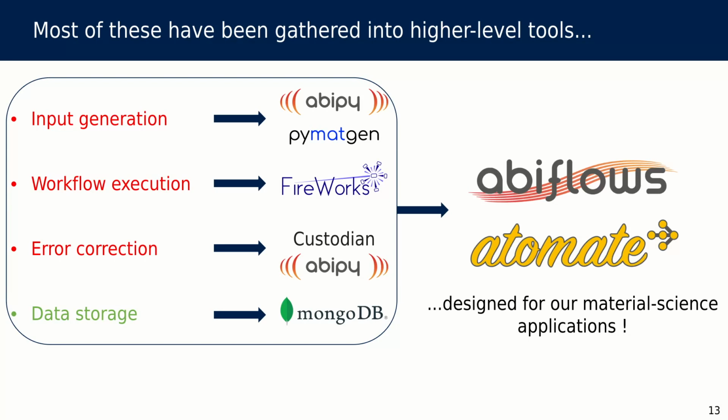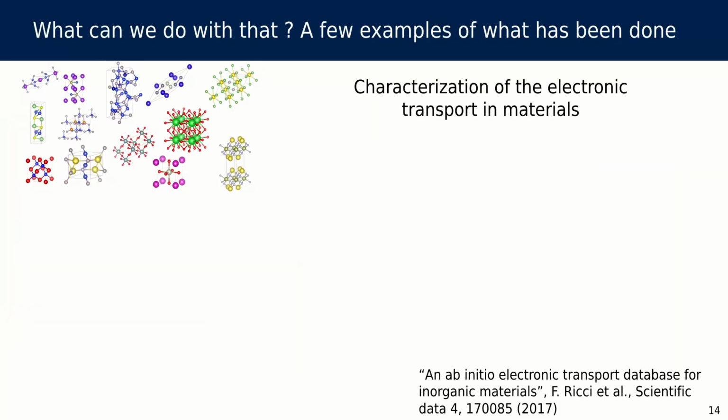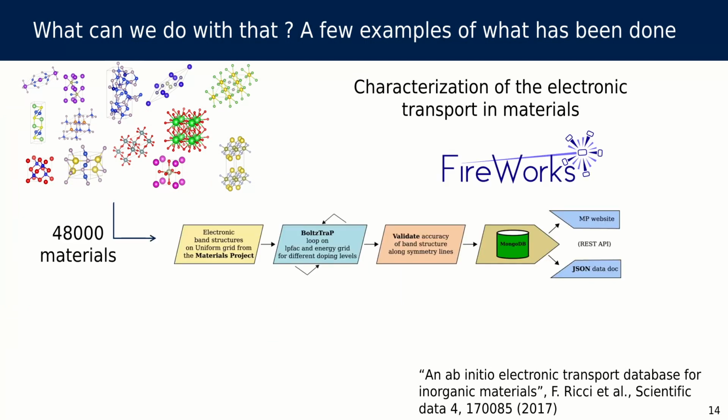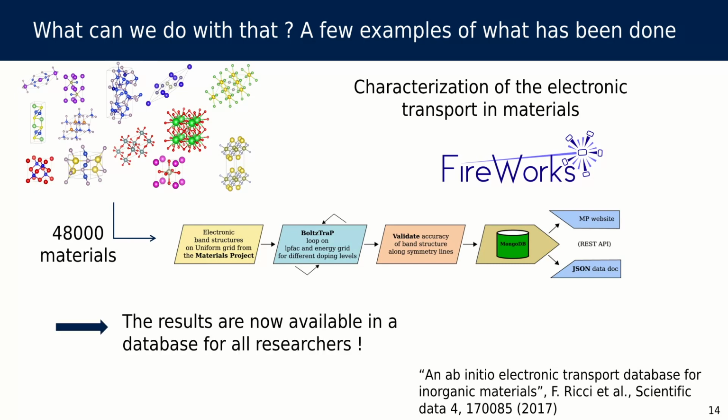So I would like to give a few examples of what the group did here with fireworks. So the first one is a work where the electronic transport has been characterized in many materials. So basically knowing if the materials are able to conduct electricity well or not, using fireworks, of course, and for close to 50,000 different materials. So this is the workflow that has been used in a simplified version, obviously. And the results have been stored and are now actually available for anyone who needs them, which is really nice.